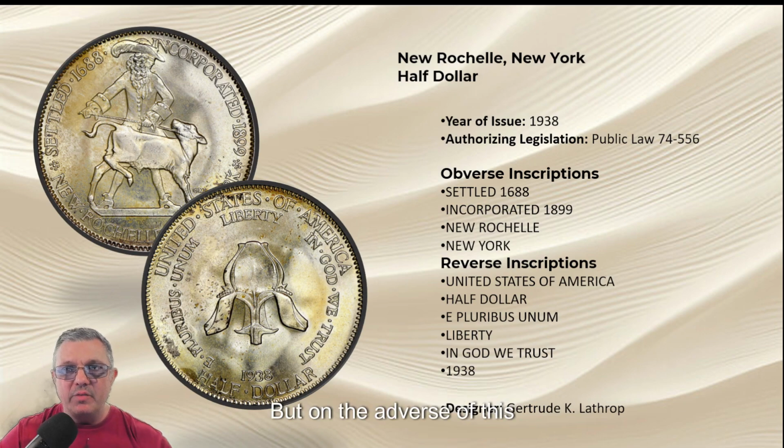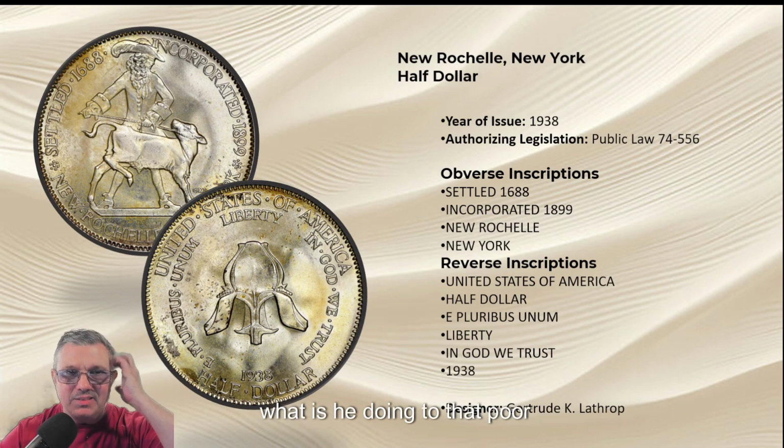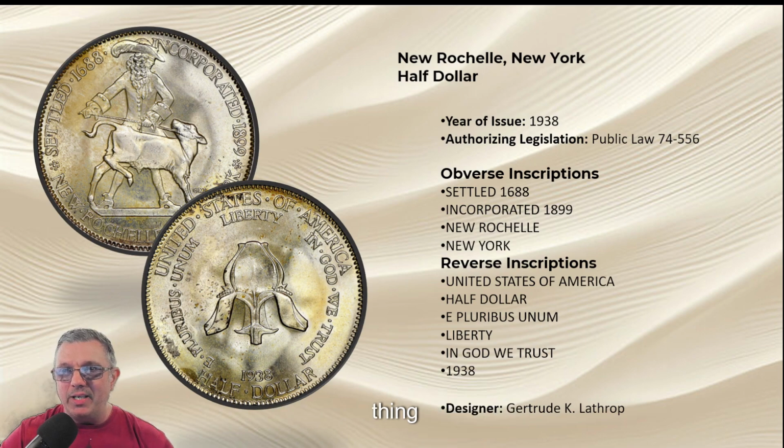But on the obverse of this, you're going to have something that, well, what is he doing to that poor thing? It's actually John Pell, and he's leading a calf. This is the 250th anniversary of the founding of New Rochelle there in Westchester County, New York. So it is a decent design. Again, not one of my favorites. I think they could have done so much more. I do like the shoes and how they've done the representation of the old classic style there.